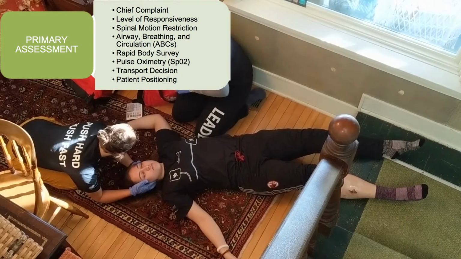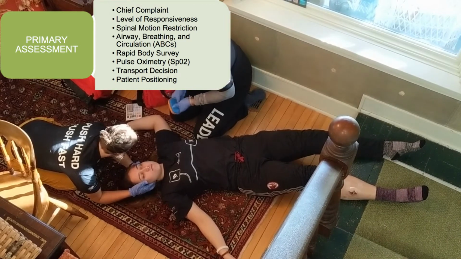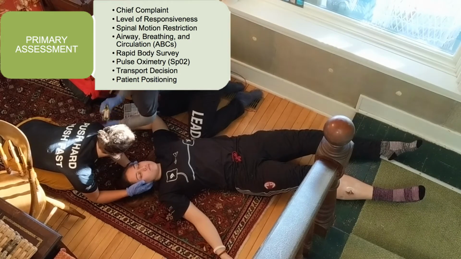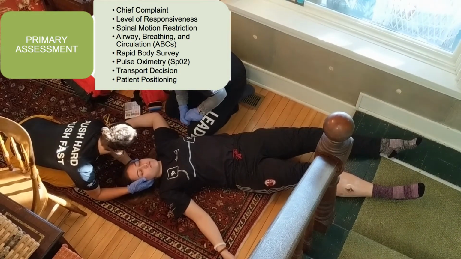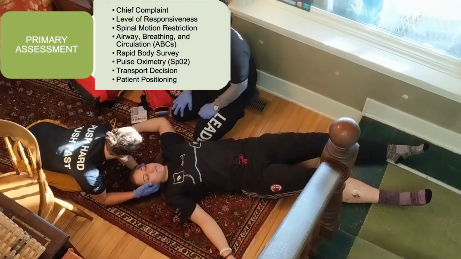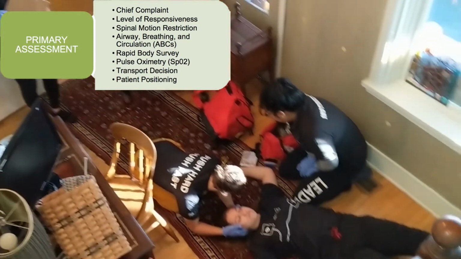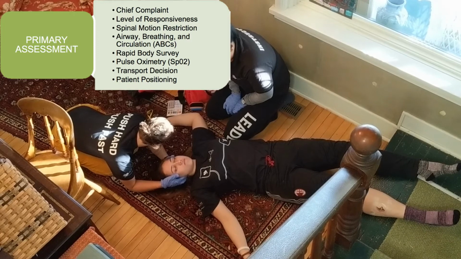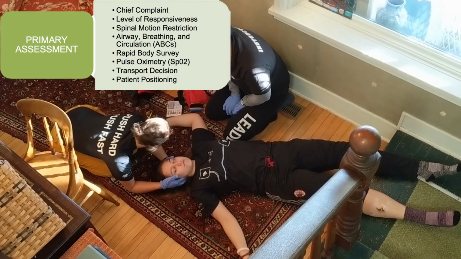I'm going to move to pulse oximetry. I'm going to get out my SpO2 monitor and put that on. And I note an SpO2 of 95. For transport decision, I think we should rapidly transport. Responder 3, could you call EMS? I'll make that phone call for you. And I think patient positioning until EMS arrives, I think we're in a good positioning holding spinal motion restriction, so we can start our secondary assessment.